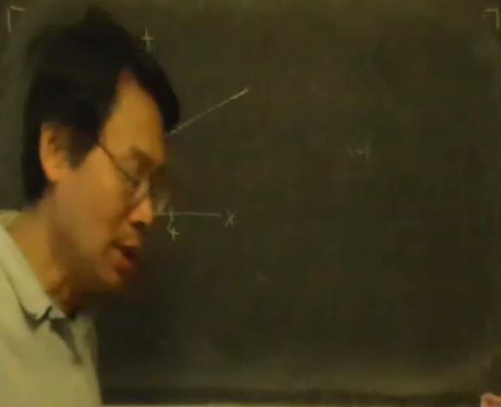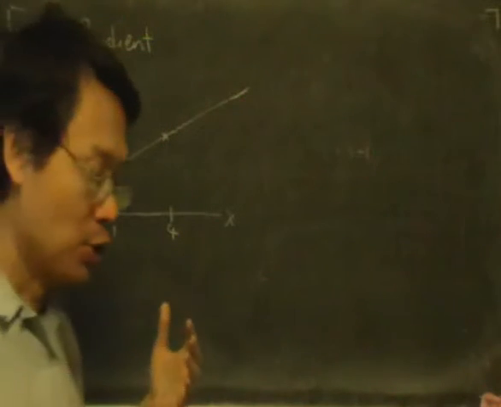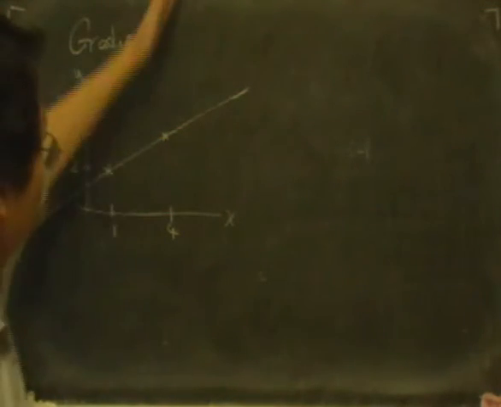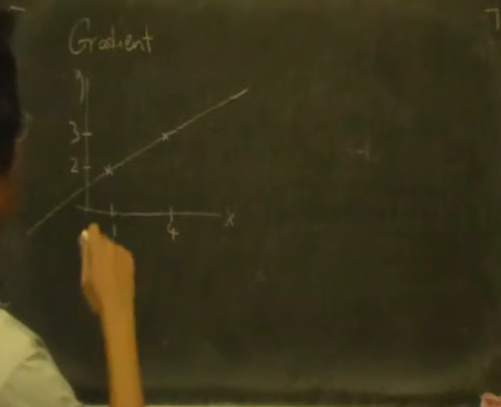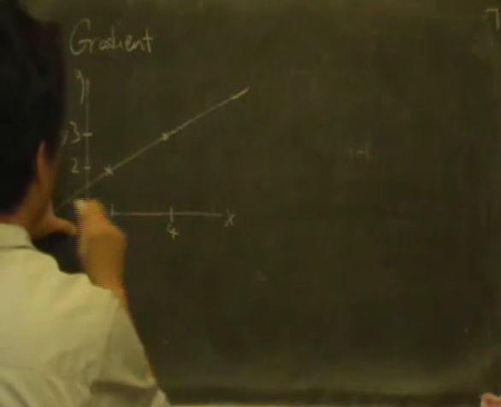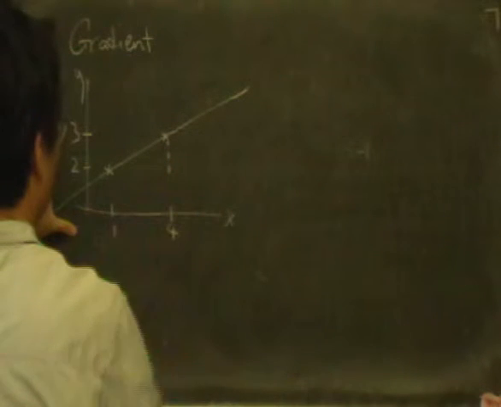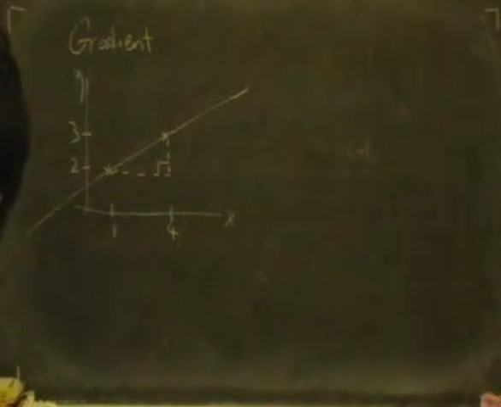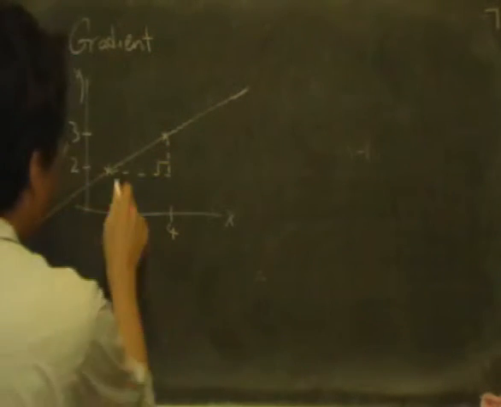Now the idea of a gradient is a number to tell us how steep this slope is. So it's a number that will be smaller for a gentler slope, like that, and bigger for a steeper slope if the line goes like that. And the way it is defined is, if I just take any 2 points and then I draw a vertical line down from one point and a horizontal line from the other point to form a right-angled triangle, then the gradient is defined as the vertical side divided by the horizontal side.